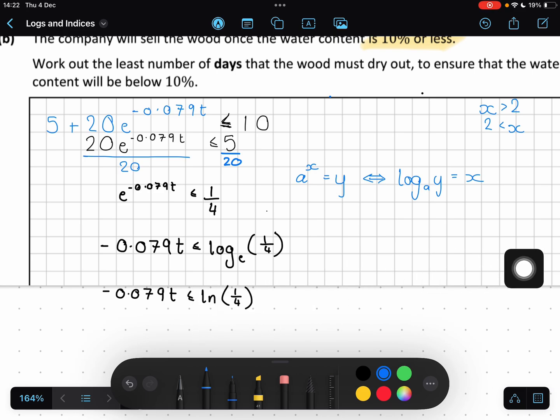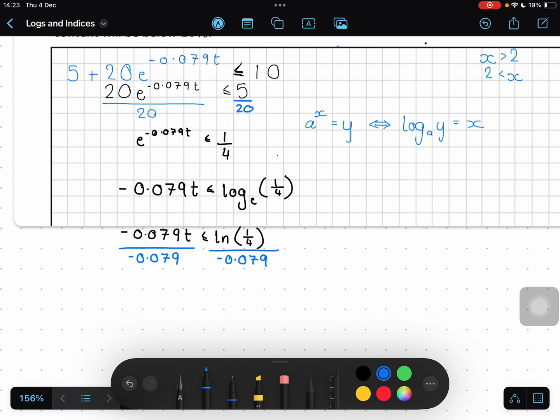I can't write ln of 1/4 into my calculator and round it, because that will affect my final answer. So I don't want to round this. I'm going to leave it as ln of 1/4 just to keep my answer as accurate as possible. And I'm going to get rid of what was multiplying the t. Now, when I do this, remember you've divided by a minus, which means, a bit of inequalities revision, the sign has to change direction.